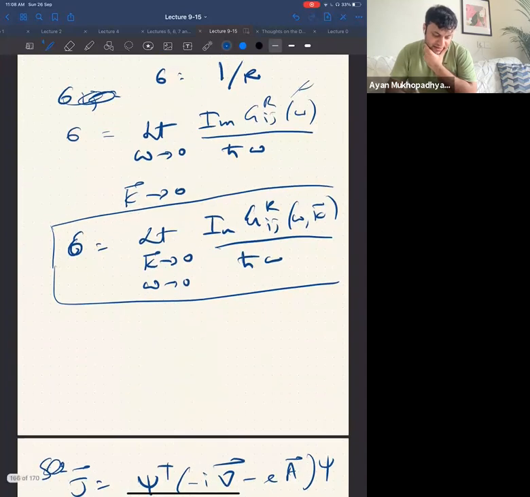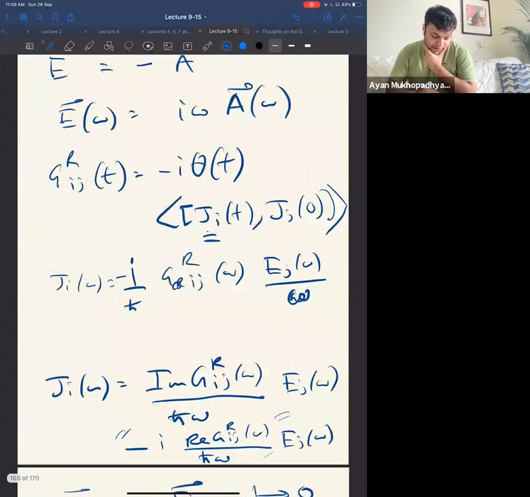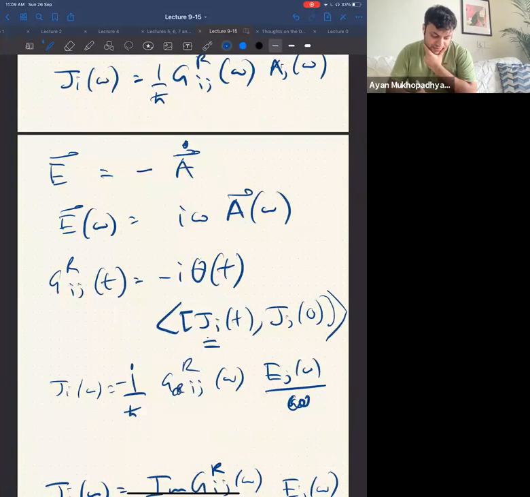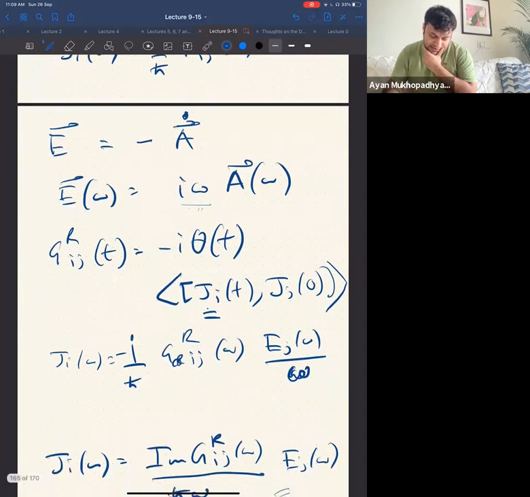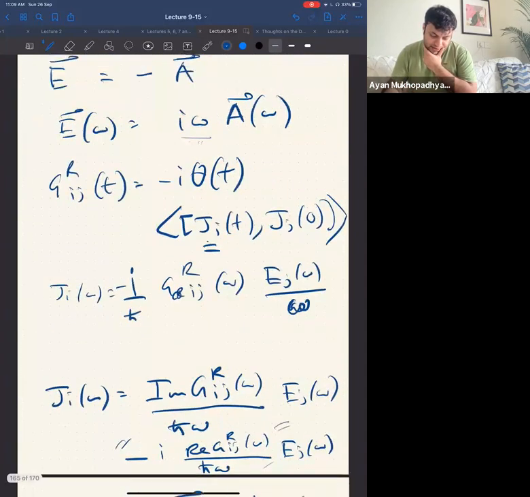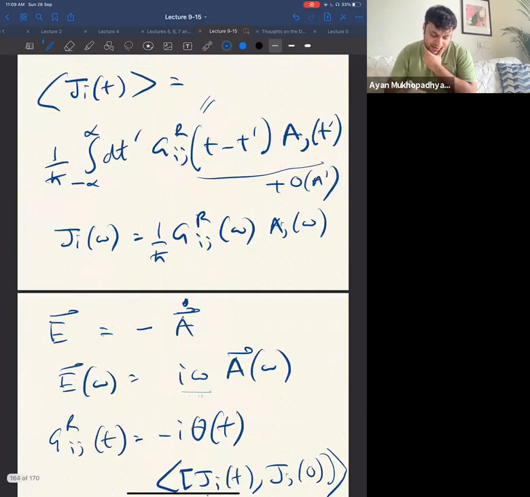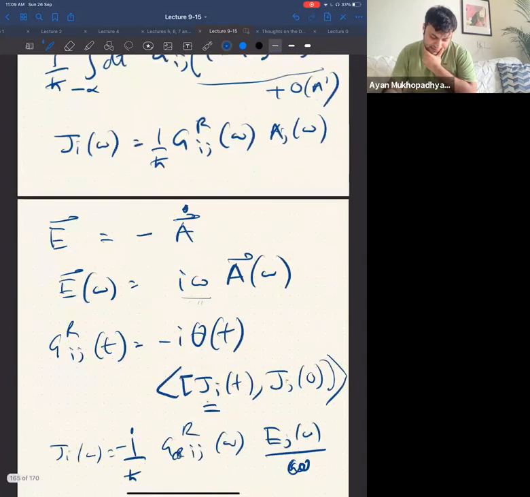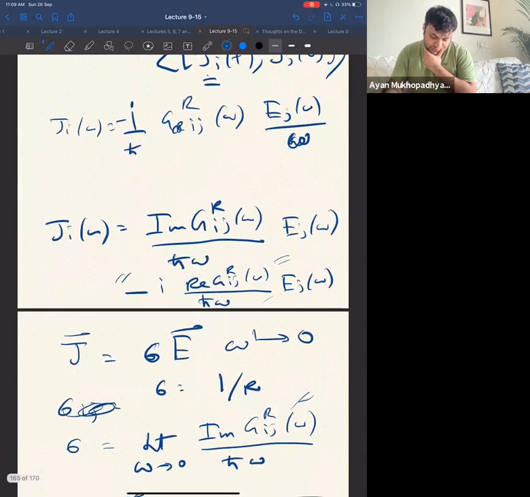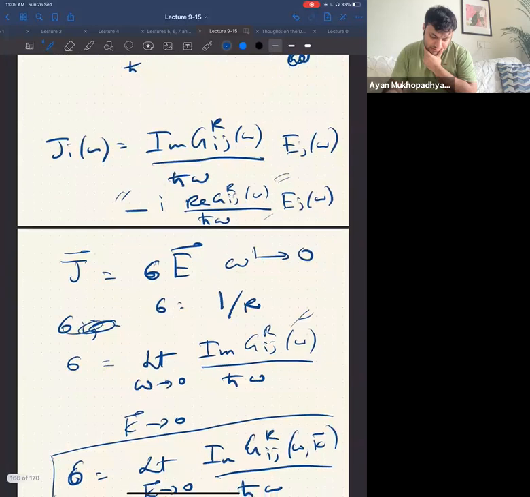Where is the sign error? Maybe I made the error here in A dot. E is equal to minus A dot. It should be i omega. No, but this is correct, because if I go to frequency space, this is A omega e to the power minus i omega t. If I write it in terms of omega, it should be minus i omega, and this becomes 1. And then I get here 1 over i omega, and 1 over i omega is minus i. That was also correct. And this is the Kubo formula, h bar omega, imaginary G^R_ij(omega) by h bar omega.